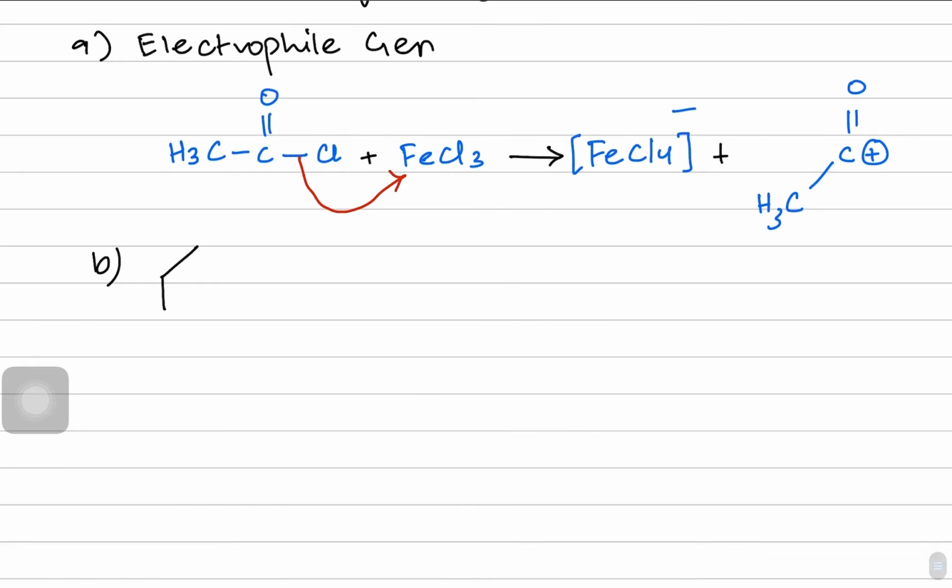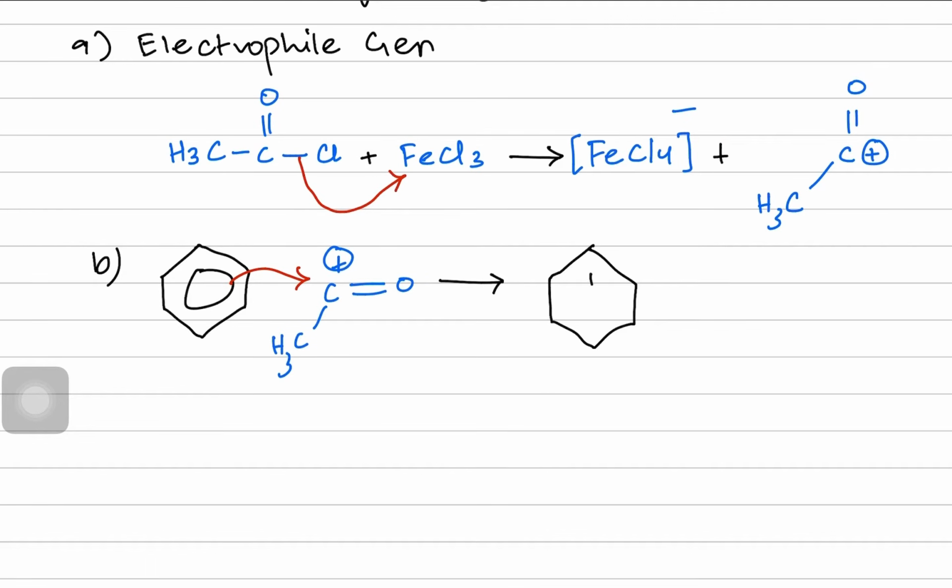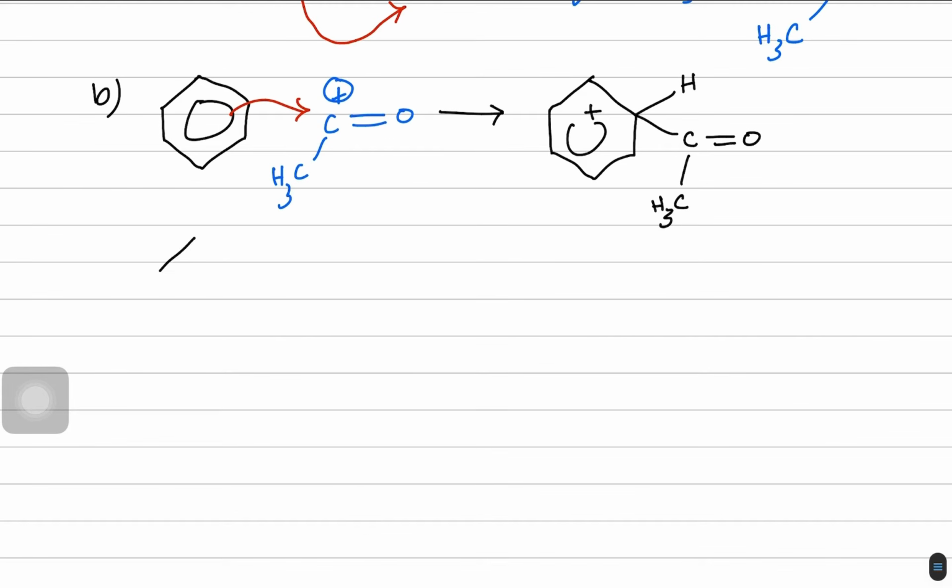What follows is something we already know. A carbon atom from the benzene ring donates an electron pair to the carbocation, making a dative covalent bond, and this way the benzene ring resonance gets disrupted, and now basically this carbon atom has a bond with the carbocation of the acyl chloride.